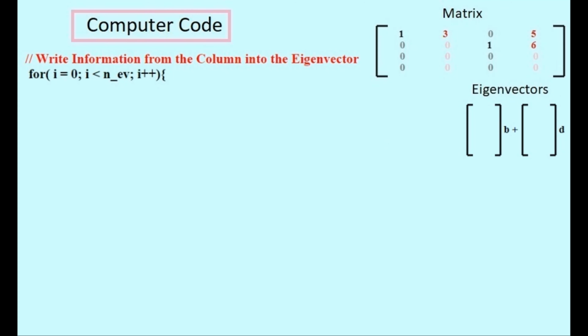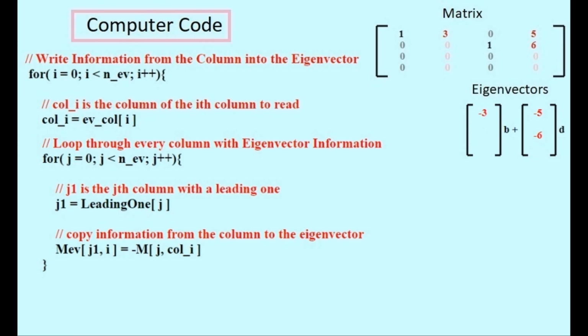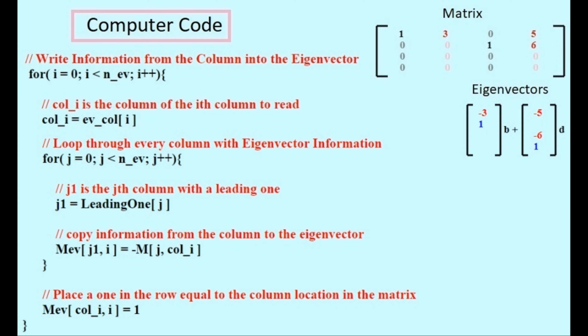We loop through all of the eigenvector column positions in the matrix. We get the next column to read, which is called col I. We then loop through every row of each eigenvector column. We then get the next leading 1 column. And then we copy information from this eigenvector column into the eigenvector. And then we place a 1 in the appropriate position in each eigenvector. And the other values have already been set to 0 from earlier in this code.